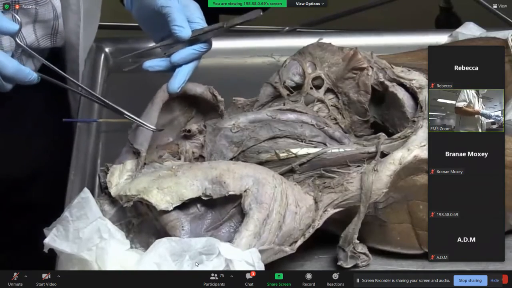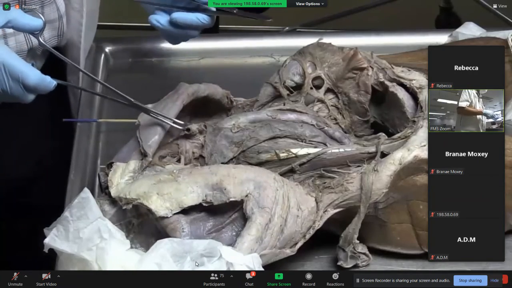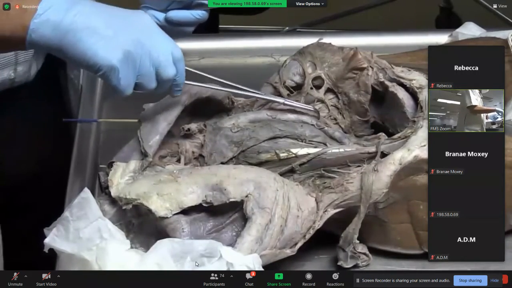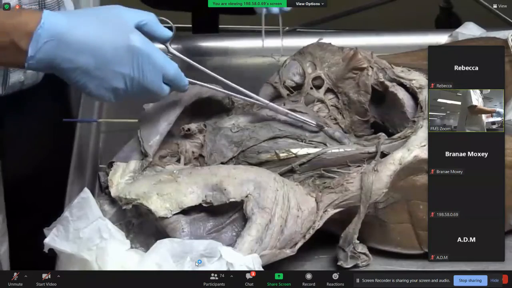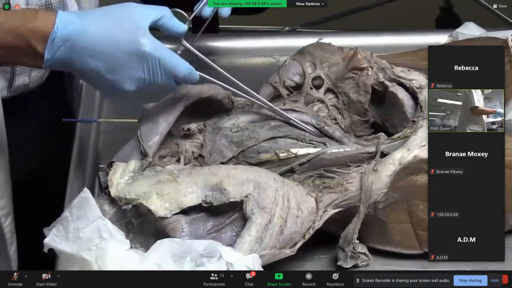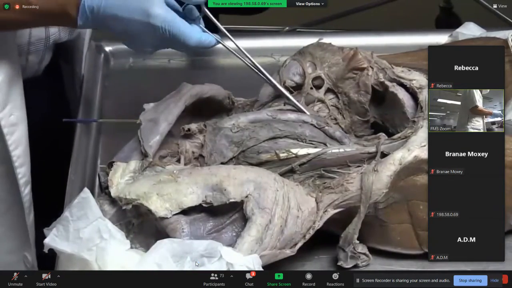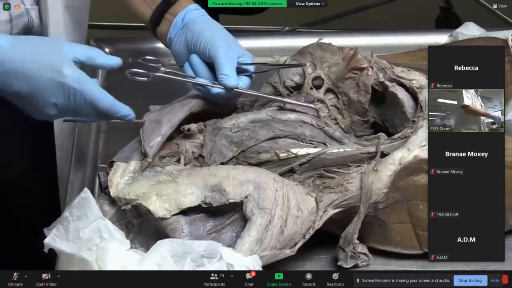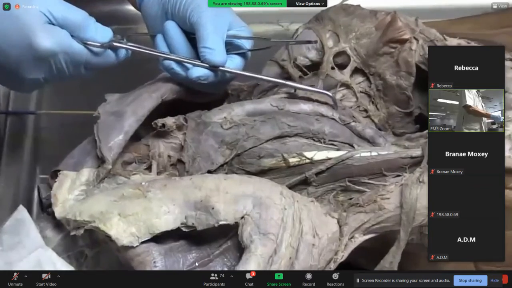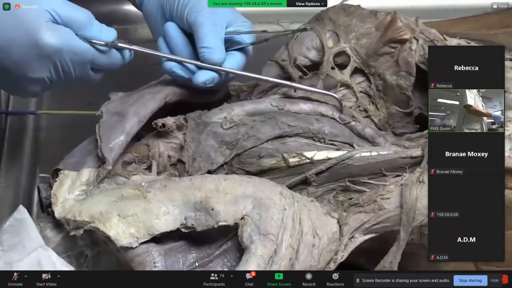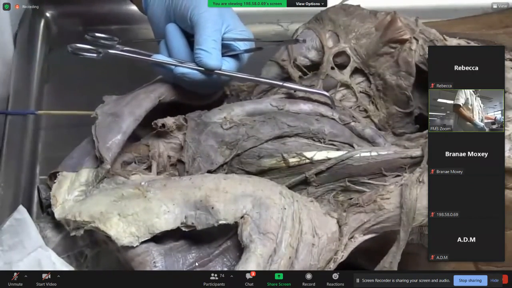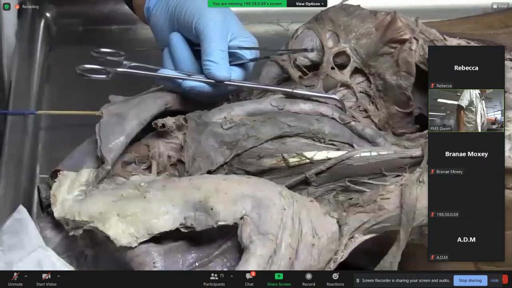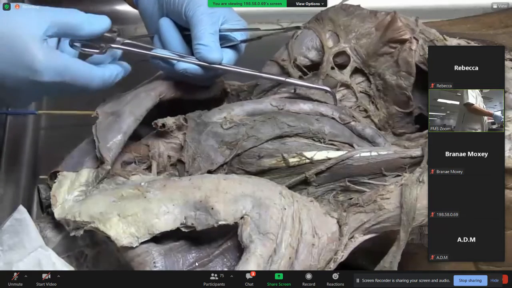I'm just showing you some things that are in this cadaver. Right here we have the abdominal aorta, and here we have the right common iliac artery and the left common iliac artery. Can anybody tell me at what point that abdominal aorta bifurcates into the right and left common iliac arteries? This question goes to Madison. Madison, can you tell me what vertebral level that is?